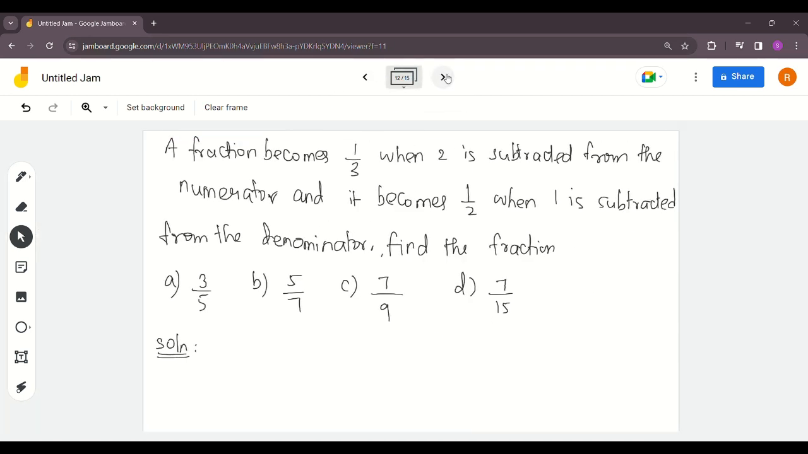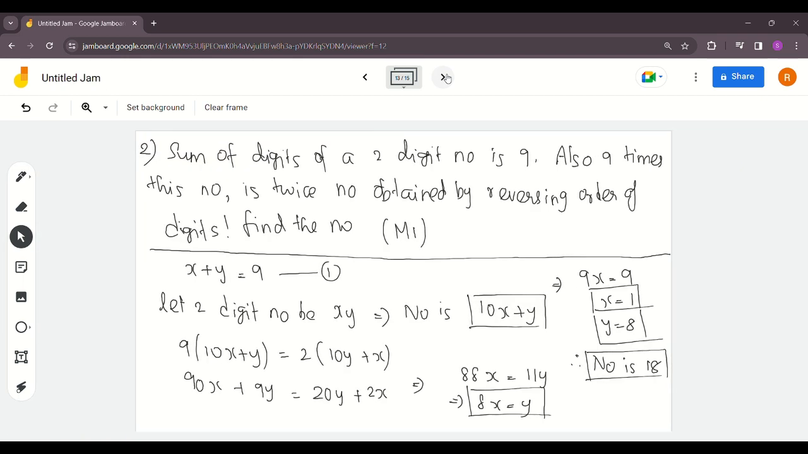So like this, some interesting questions are there. Sum of the digits of a 2-digit number is 9. Also 9 times this number is twice the number obtained by reversing the order of the digits. Here also we have got 2 methods. So method 1 will solve.